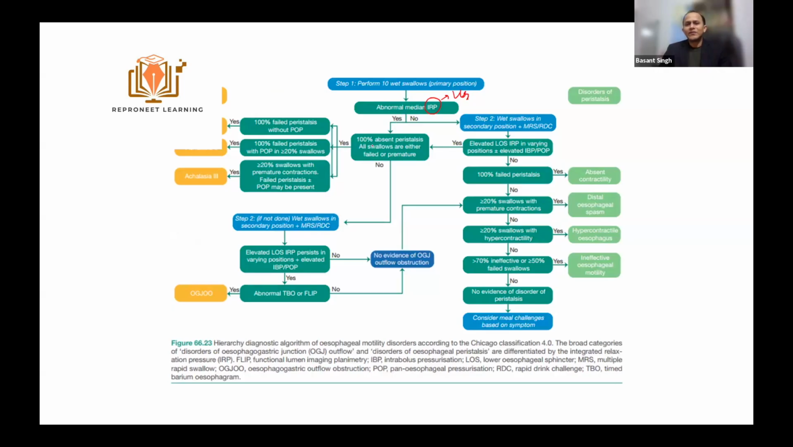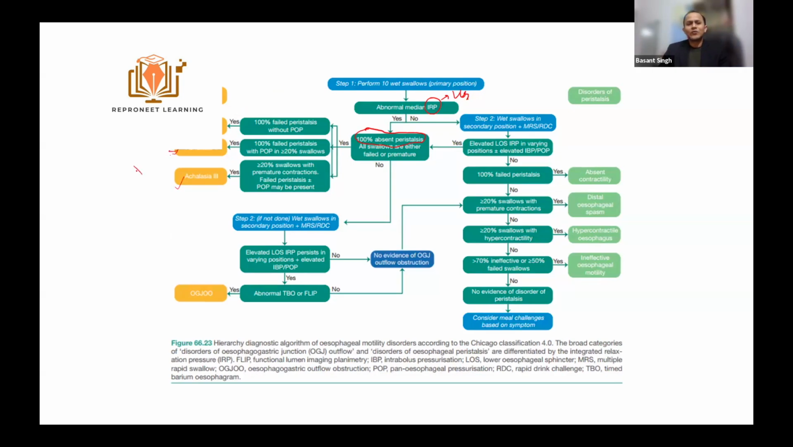If it is elevated, then we look at 100% absent peristalsis. If you see, this is the branch point: 100% absent peristalsis. If it is present, then you have achalasia type 1, type 2, type 3. So here we have 100% absent peristalsis, there is no panesophageal pressurization, no POP.